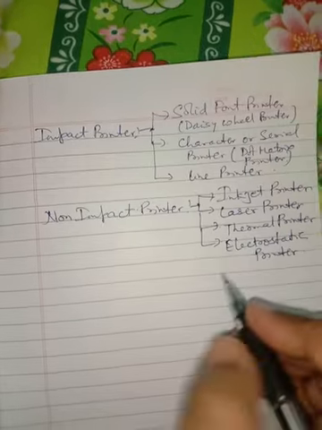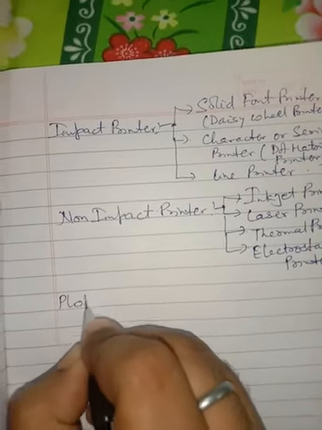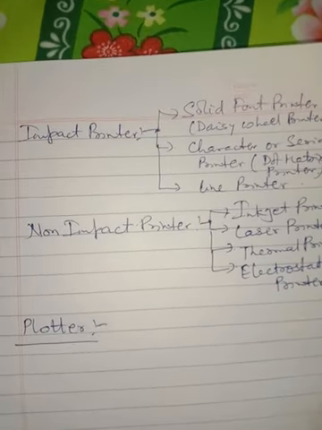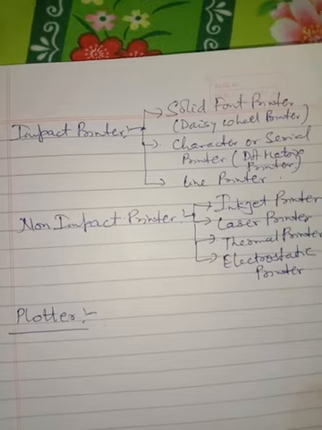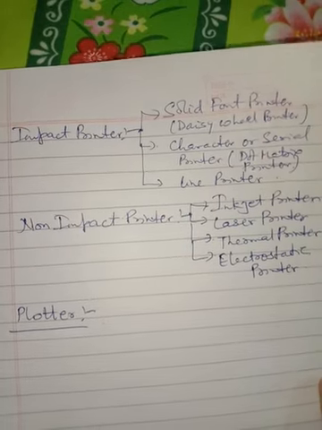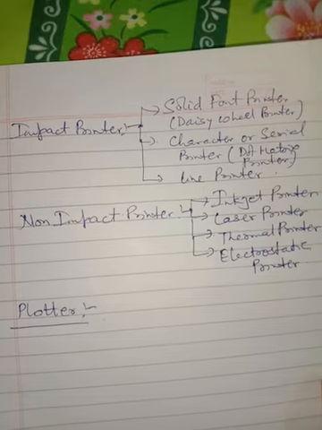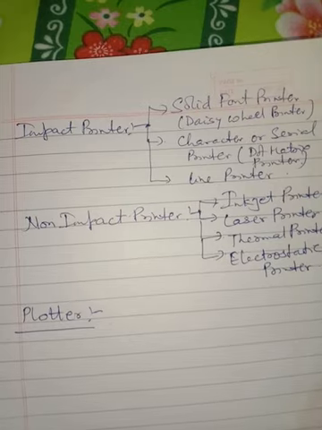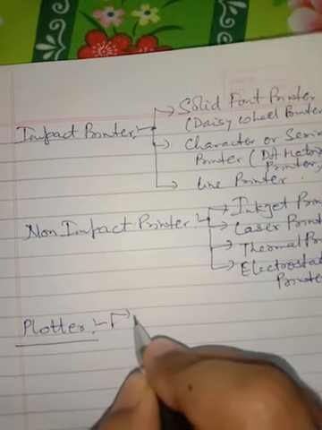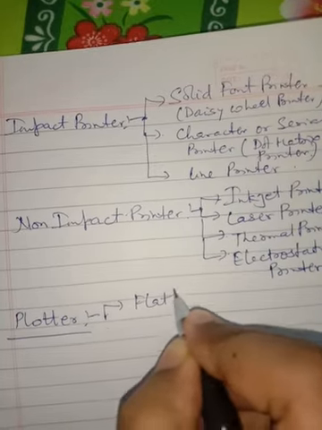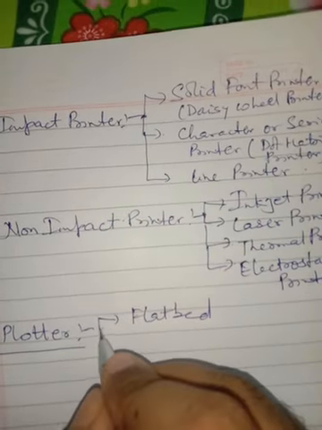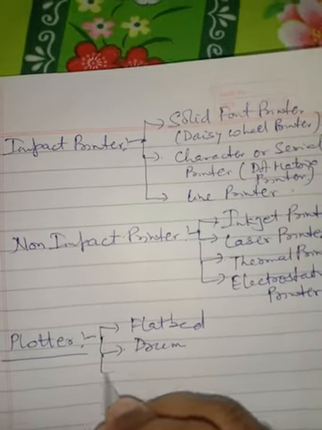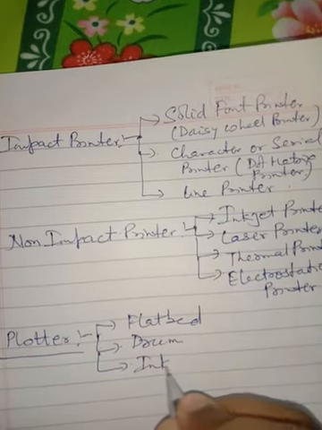Now the next output device that we are going to discuss is the plotter. A plotter is an important device which is used to print graphics and drawings, such as maps and construction plans for buildings. Plotters are also of three types: number one, flatbed plotter; number two, drum plotter; and number three, inkjet plotter.